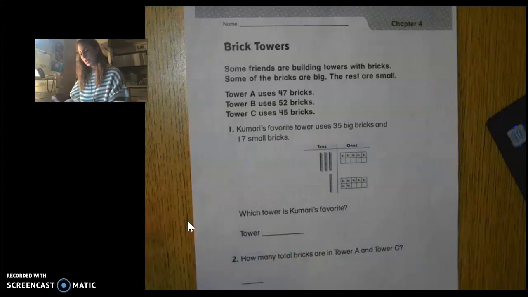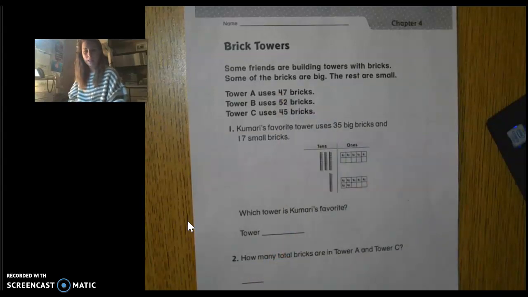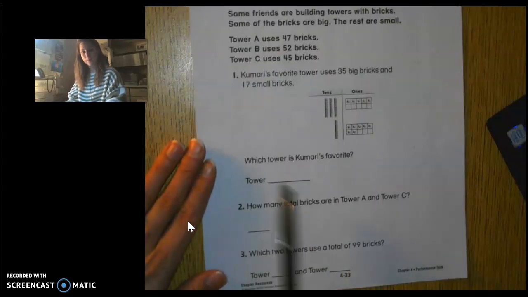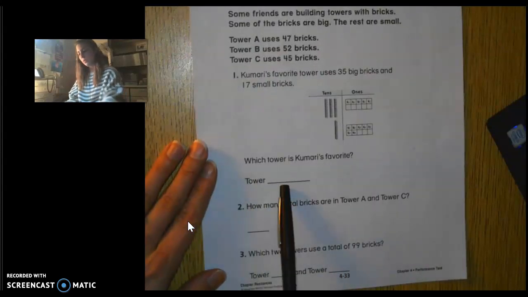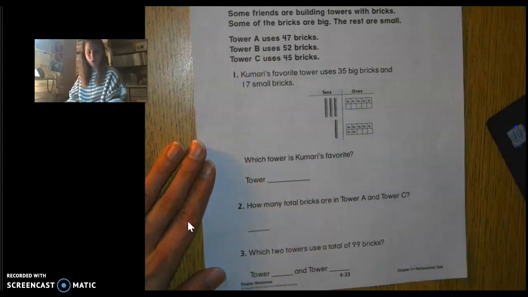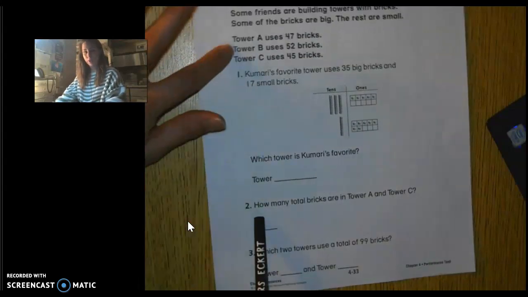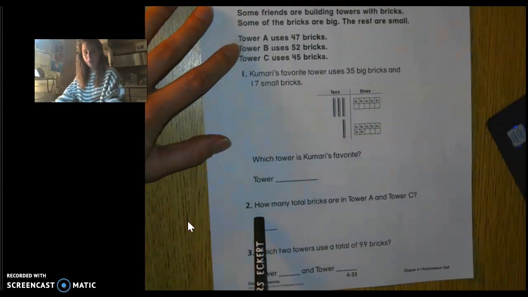Okay, so you need to think, what numbers do I need to add? And what does my answer need to match? It needs to match one of these, and that tower will be Kumari's favorite. And then down here, you can write whether it was A, B, or C, depending on what you got when you did your addition.